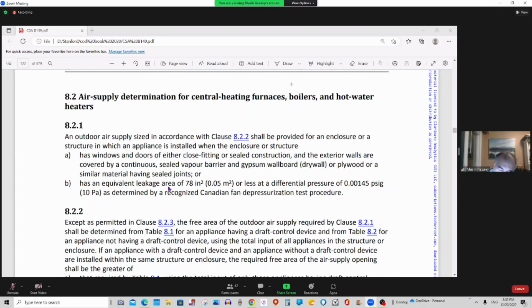Yes, sir. Exfiltration. Okay. So please remember this clause number here, 8.2.1. When it says 8.2.1, it means, okay, tight house, okay? 8.2.1, A and B, it means tight house, okay?